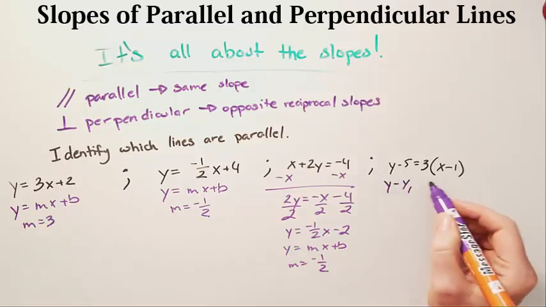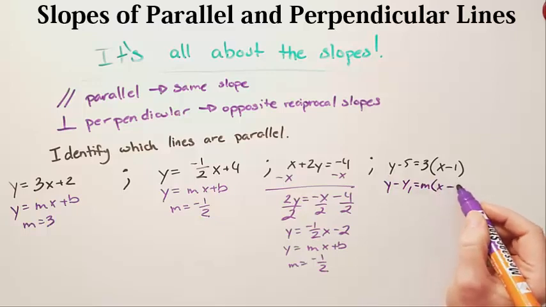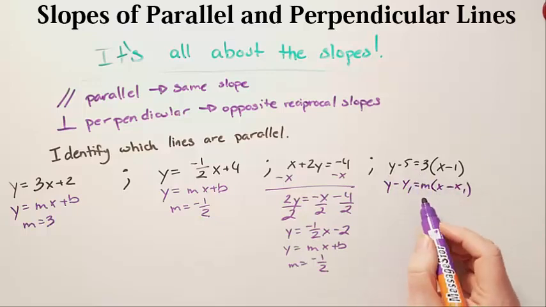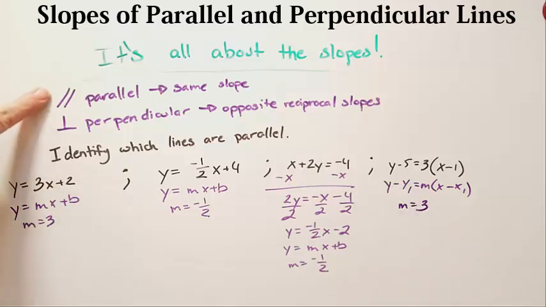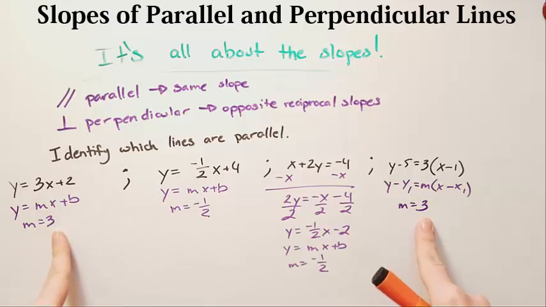Now this looks like it's in point slope form. y minus y1 equals m, and in parentheses x minus x1. It's in point slope form. The number in front of the parenthesis is the slope. Now if the slopes are the same, they're parallel. This has a slope of 3, and this has a slope of 3.